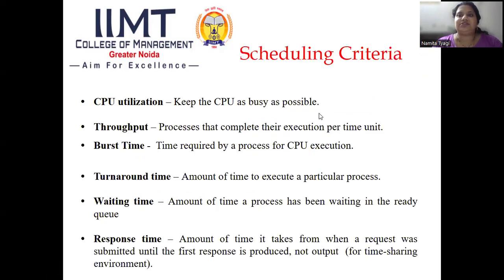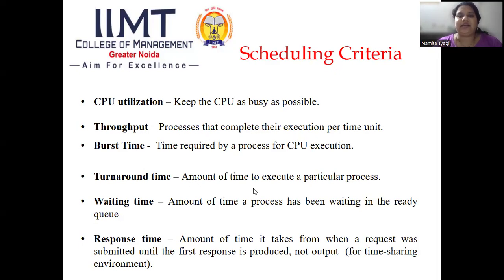So the next is scheduling criteria. What are the scheduling criteria we have to follow? First is CPU utilization. We want the CPU to remain as busy as possible. Throughput: the processes that complete their execution per unit time. Burst time: the time required by a process for CPU execution. The total time required by the process to complete its execution is known as burst time.